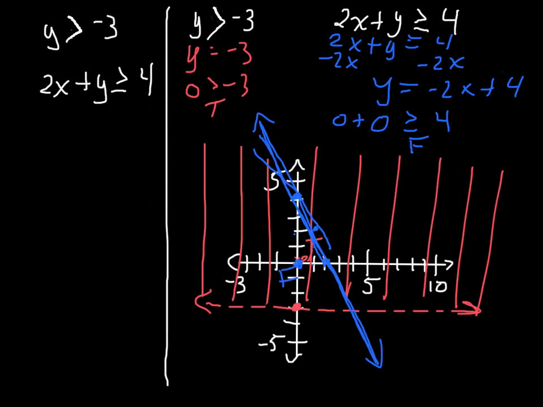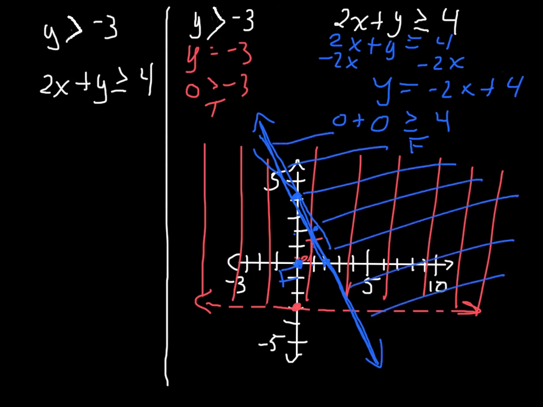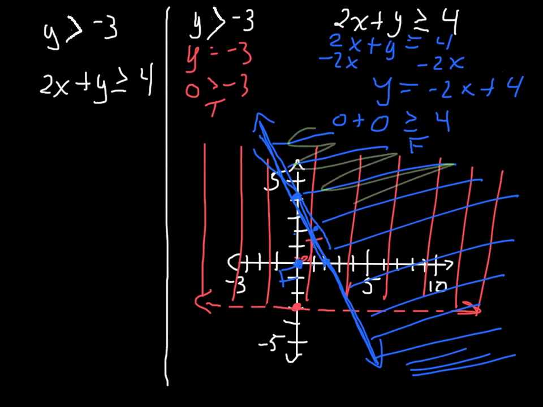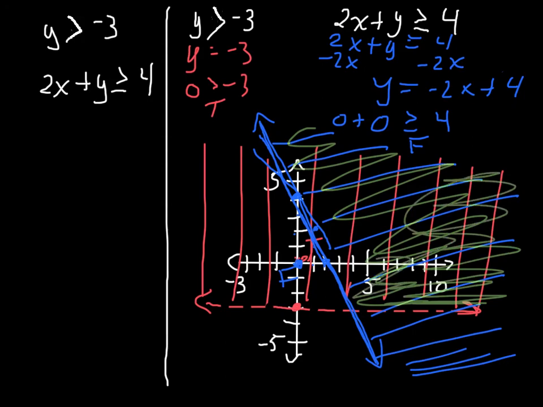And so if this side here is false, that means that this side of the line must be true. So then my shading would be on this side of my line, which means that the solution to my problem is right here. This side right here above the dashed line and to the right of the blue line. So all of this section right here, make sure you say it clearly.